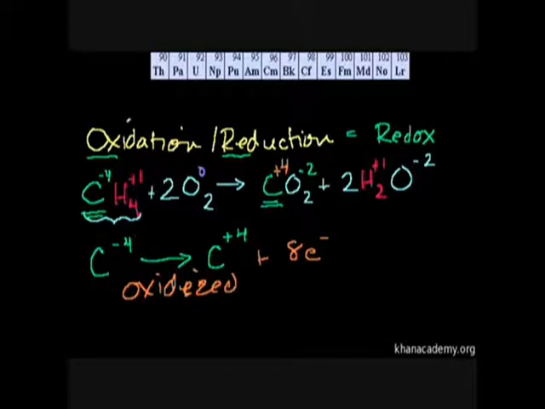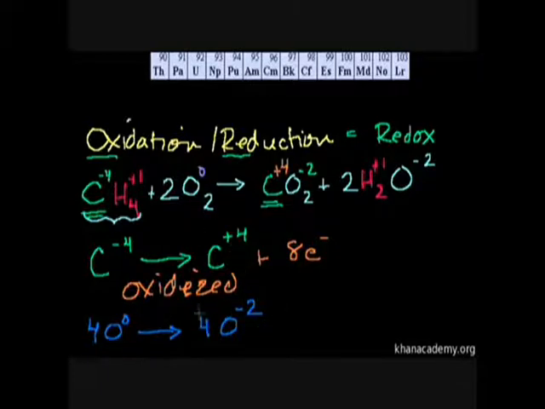Now let's look at the oxygen itself. Over here you have 4 oxygen molecules. I'll just write 4 oxygen molecules here. And they all have an oxidation state of 0. From an oxidation number point of view, they're neutral. And on this side, we have 2, and then we have 4 oxygen molecules. And what's their oxidation state? They're all -2. So each of these oxygens must have gained electrons.